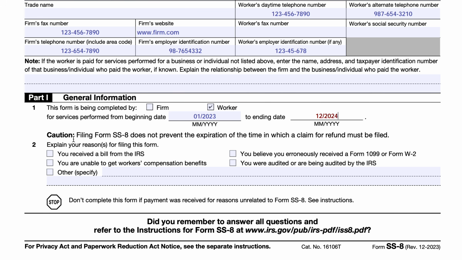2024. Filing this form doesn't hold up the expiration of the time that you have to claim a refund. Most likely you're either receiving a bill from the IRS, maybe you can't get workers' comp, maybe you were audited, or maybe you believe that you should have gotten a W-2 and instead you got a Form 1099. Don't complete the form if there's a different reason other than Form SS-8.